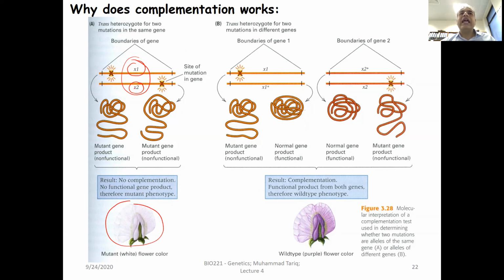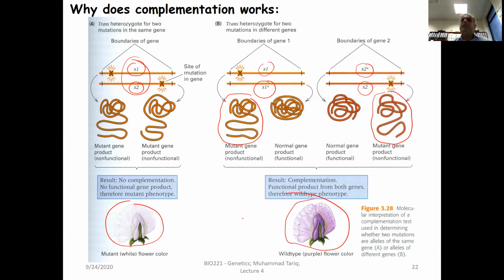If X1 and X2 are in 2 independent genes, the wild type copy of X1 will be provided by this parent, and the wild type copy of X2 is provided by the other parent through its gamete. Complementation takes place because wild type protein is being made from the wild type copy, recessiveness disappears and we get purple flowers. And we say complementation is taking place.